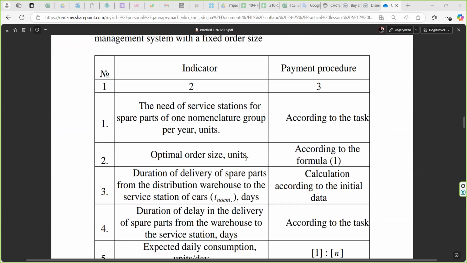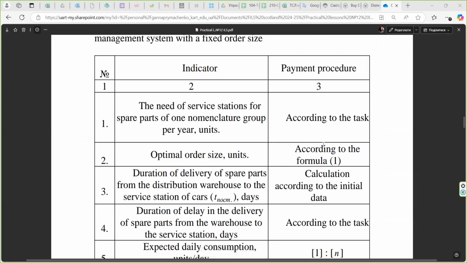Okay. Calculate it. Okay. And it is our second step in units.